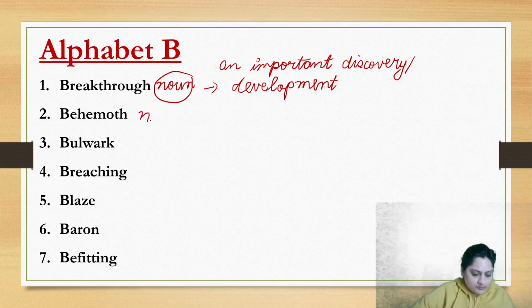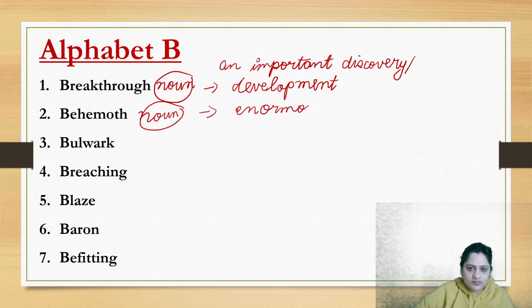Again, behemoth can be used as a noun, adjective, both. Enormous, large. Okay, we say a grocery chain behemoth, a large big company. Behemoth is very big, large.